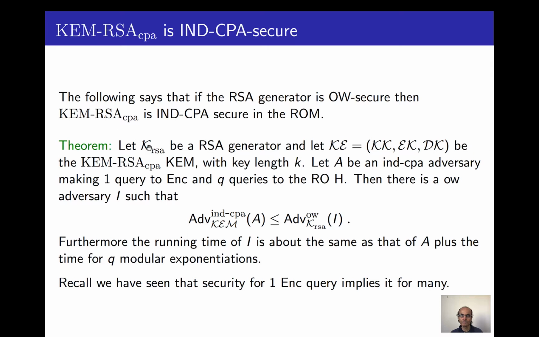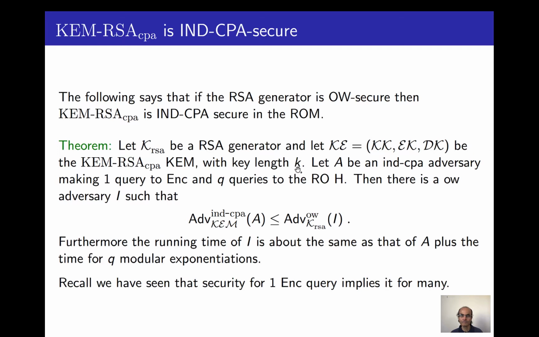So the claim is analogous to the one for the Diffie-Hellman case. We start by fixing an RSA generator. It's relative to that the particular key encapsulation mechanism we defined is constructed, and that's the RSA CPA KEM associated to this generator. We let K be the key length, which is going to be the output length of the random oracle hash function.